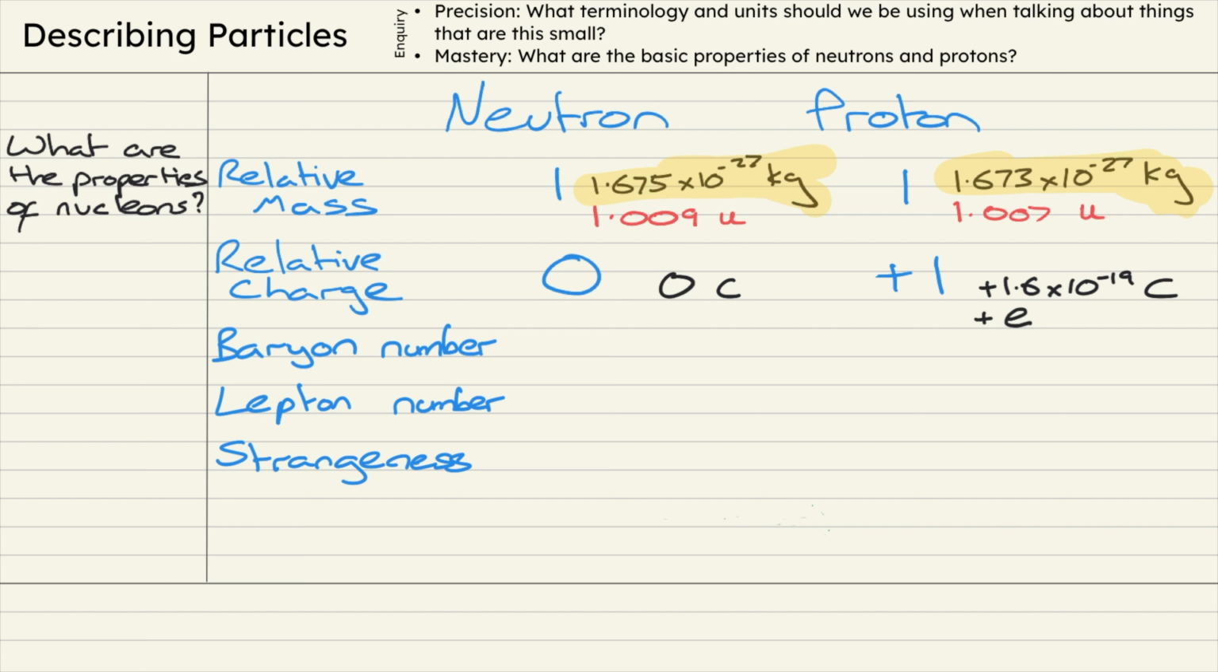Neutrons have no charge. They are baryons. They are not leptons. And they are not strange. Protons have charge plus 1e. They are baryons, not leptons, and are not strange either. Simple.